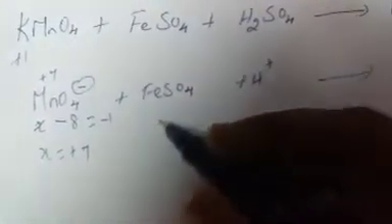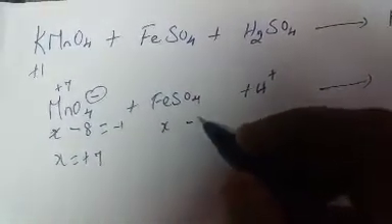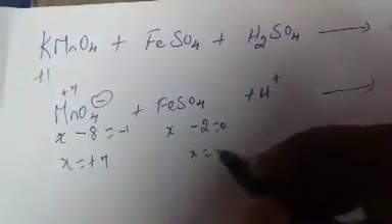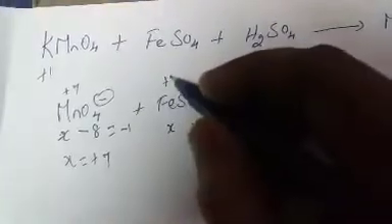Next, FeSO4. The oxidation number for Fe we don't know, so mark it as X. Sulfate is minus 2, therefore X equals plus 2. So the oxidation number for Fe is plus 2. Similarly for Mn: X, sulfate minus 2, therefore X equals plus 2.